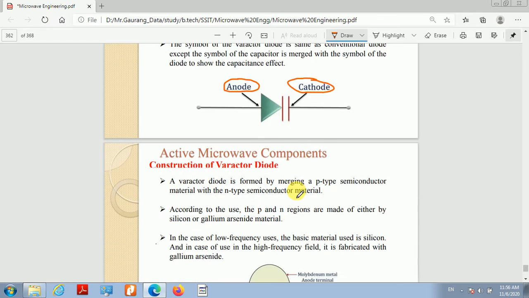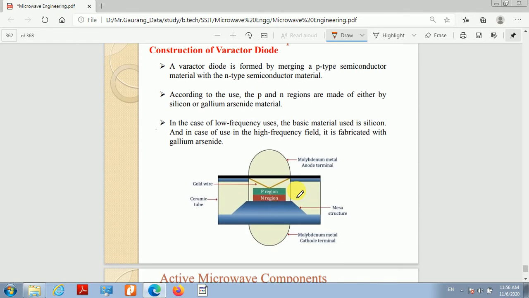Now basically a Varactor diode is formed by merging p-type semiconductor material with n-type semiconductor material, because it is a PN junction diode, and the semiconductor material used for the P and N regions is basically silicon or gallium arsenide. So if we have low frequency operation, then the basic material would be silicon, and in case of the high frequency field, the material will be gallium arsenide.